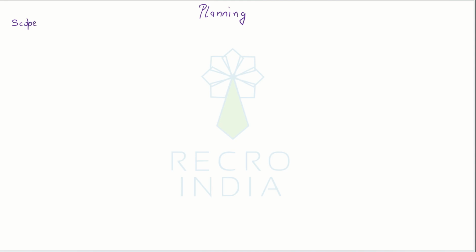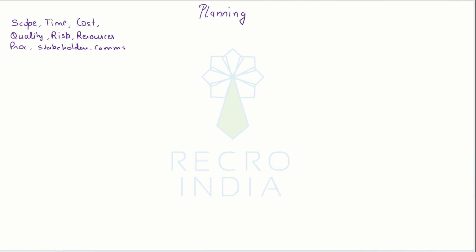scope, time, cost, quality, risks, resources, procurements, stakeholders, and their communications. All these areas have to be properly planned.